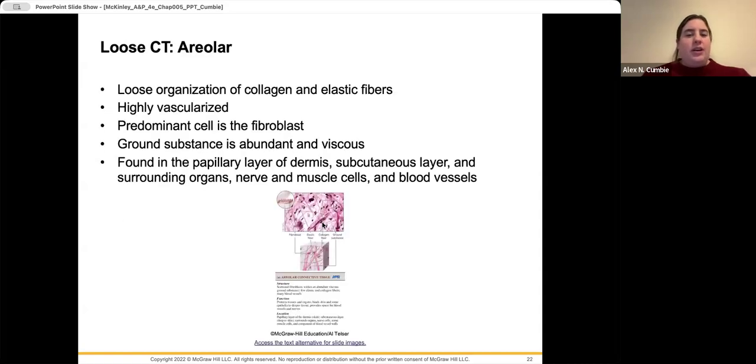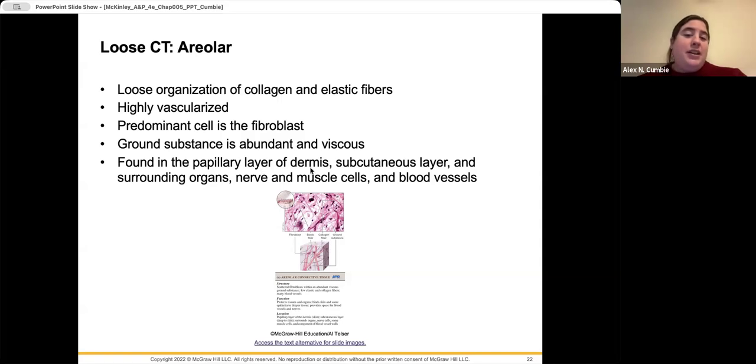First is areolar connective tissue. It is full of fibroblasts. That is the prominent cell type. And so you'll see all these fibroblasts present in this tissue, and they're just producing fibers everywhere. So it makes the tissue look very fuzzy. There is a lot of ground substance surrounding these fibers, surrounding these cells, and we find them in certain areas.